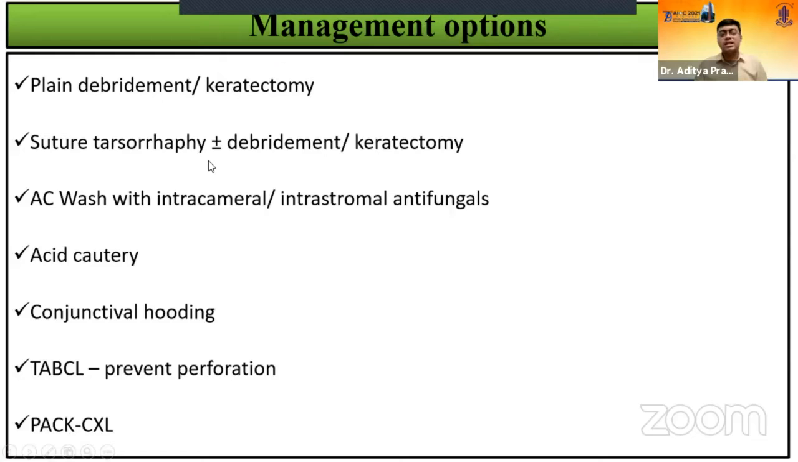You can do an AC lavage of the exudates and give intracameral, intrastromal, or both antifungals. You can also do a carbolic acid cautery, which was practiced in the olden days, but it is still useful. I am using it in certain cases. You can do a conjunctival hooding or a conjunctivoplasty or a pedicle graft if the tissue is not available.